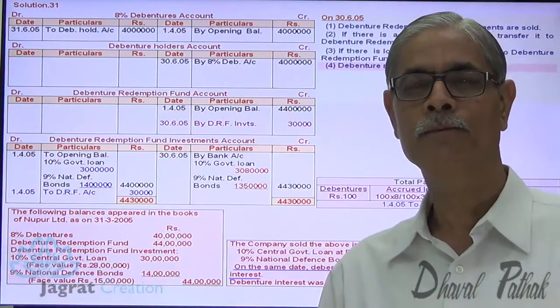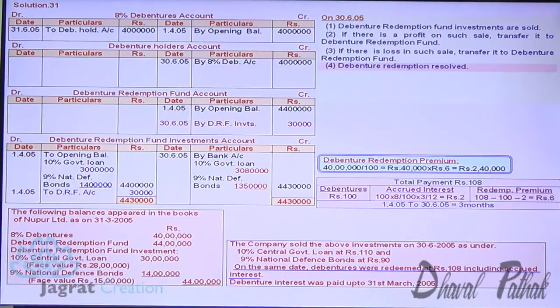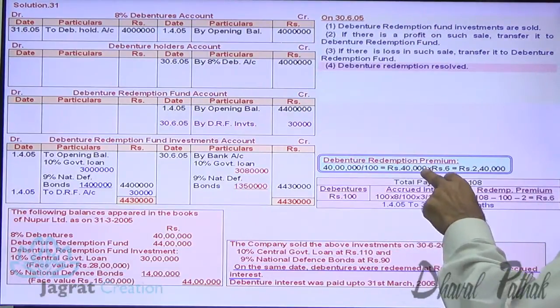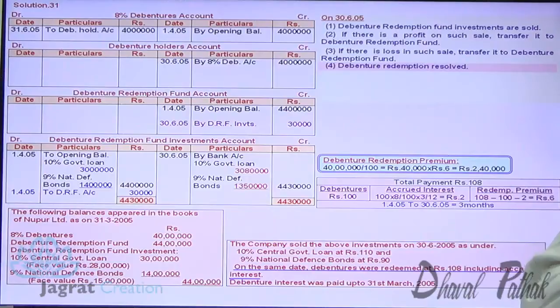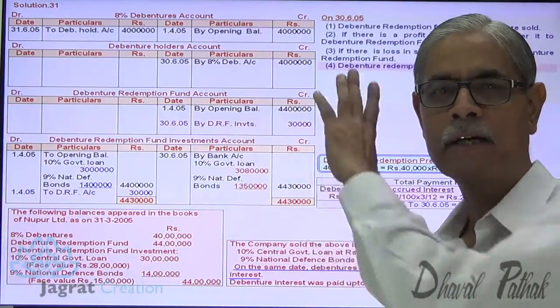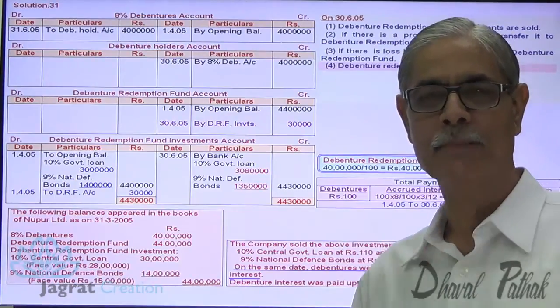So let me find out the redemption premium. 108 minus 100 minus 2, that works out to 6 is the redemption premium. So debenture redemption premium: 40 lakhs is the debenture value, 100 is the face value, so 40,000 debentures into 6, 2 lakh 40,000 is the debenture redemption premium. That is to be paid to debenture holders. This debenture redemption premium being a loss, is debited to debenture redemption fund account. So debenture redemption fund account debit, because this is a loss that has been transferred to debenture redemption fund.